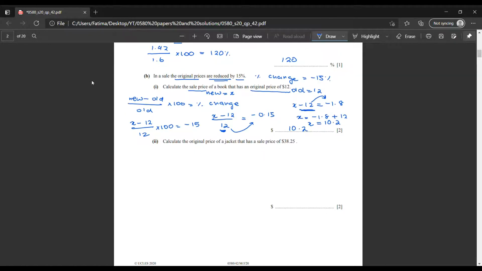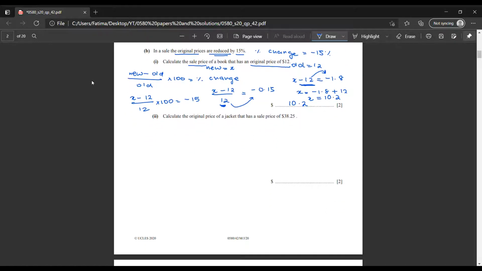Okay, that's it for this part. Now for the second part, we have to calculate our original price, as in our old value, of the jacket that has a price of that.